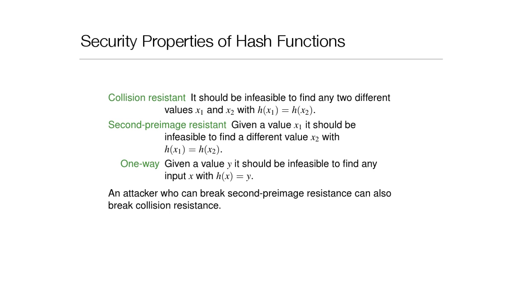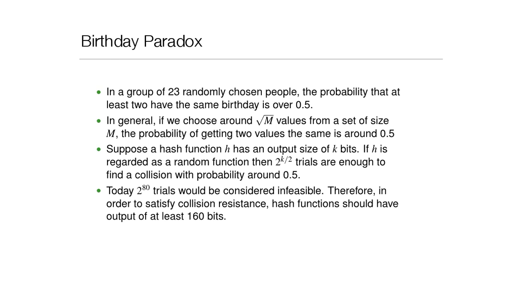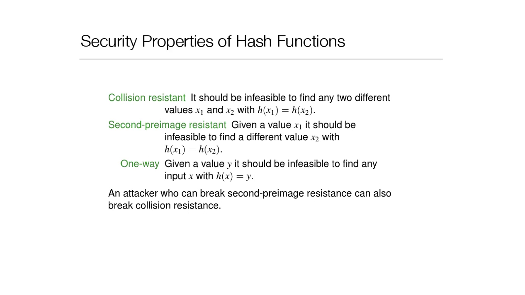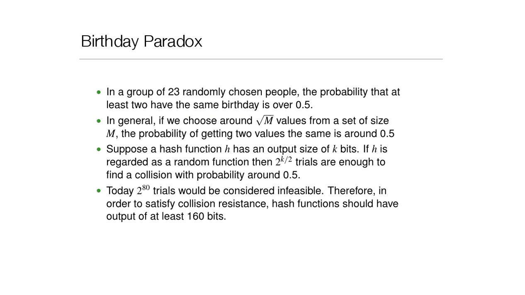And there's another thing called the birthday paradox. Let's have a little bit of discussion about this and talk about its relevance here. In a group of 23 randomly chosen people, the probability that at least two have the same birthday is over 0.5. In general, if we choose around the square root of m values from a set of size m, the probability of getting two values the same is around 0.5.